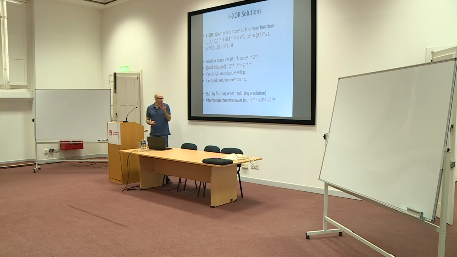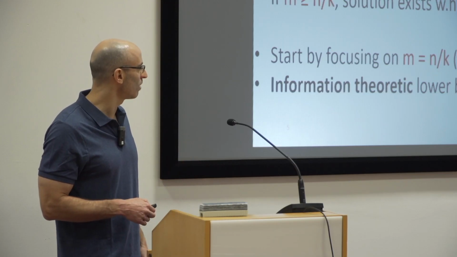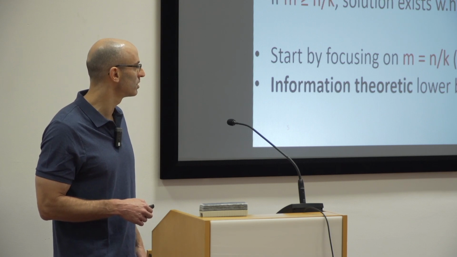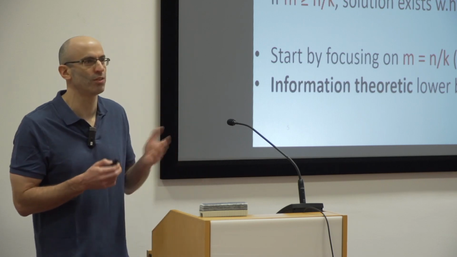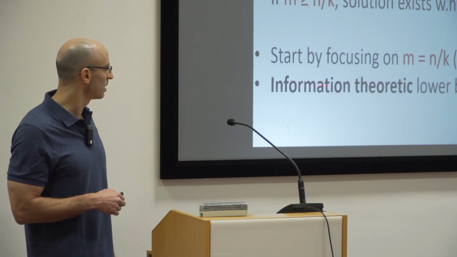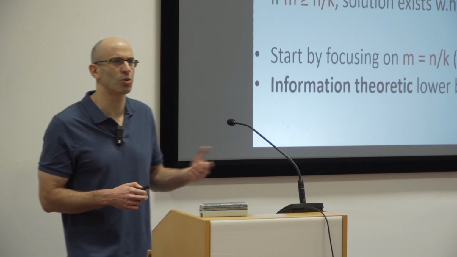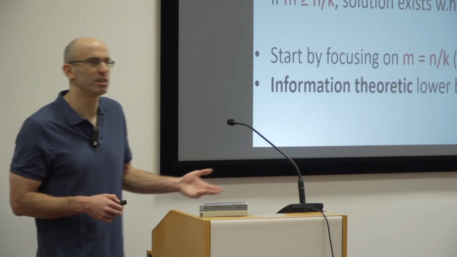OK, and the information theoretic lower bound: you're not going to see a solution unless you evaluate the function on roughly 2 to the n over k inputs. Otherwise, if you look at all the k-tuples that you evaluated, with high probability you're not going to even see a solution. So there's a simple information theoretic lower bound, just the query complexity for these functions. It's 2 to the n over k. You cannot do better than this. That's kind of obvious.